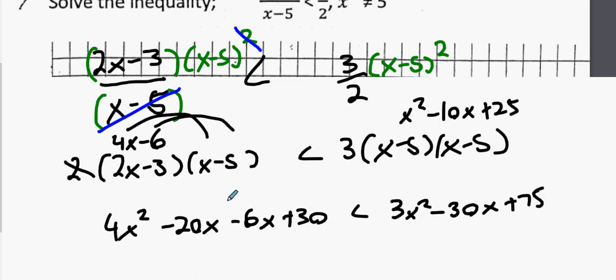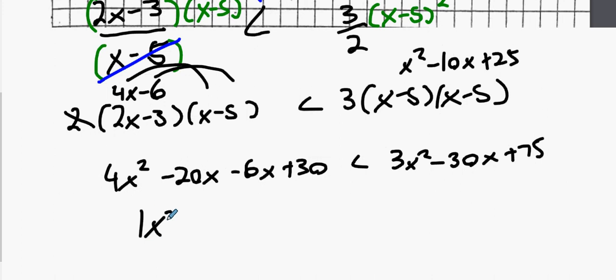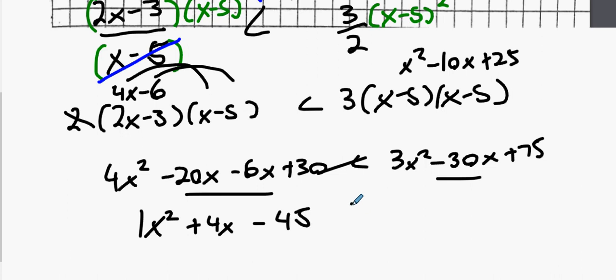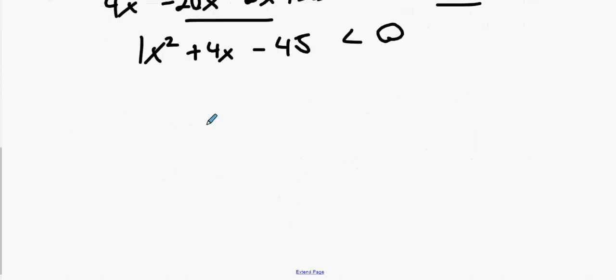Okay, bring it all over one side. 4x squared minus 3x squared is 1x squared. Minus 26 plus 30 is plus 4. 30 take away 75 is minus 45. Less than 0. So this is the only method we're able to do this with, really, isn't it? No other methods get us that far. And then what are the answers? x, what is it? No, wrong way, buddy. x plus 9, x minus 5, isn't it?